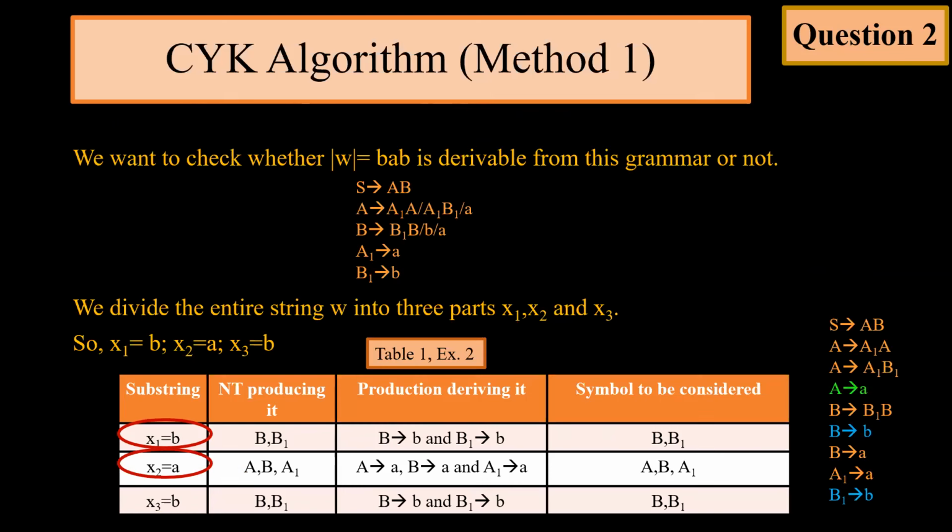Next we move to x2, that is A. The symbols which are derivable are A, capital A and capital B. Next we move to x3, which is equal to B. Since we have already considered B in x1, these symbols remain the same.